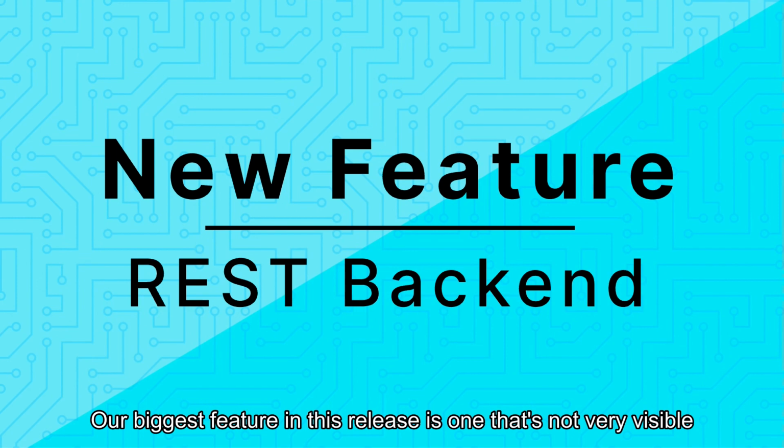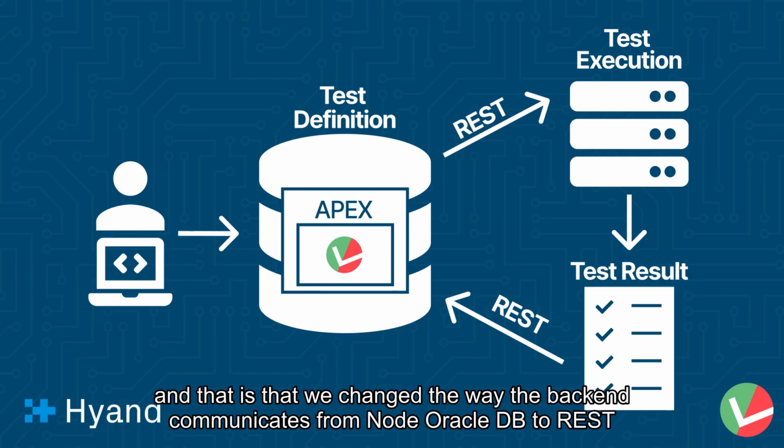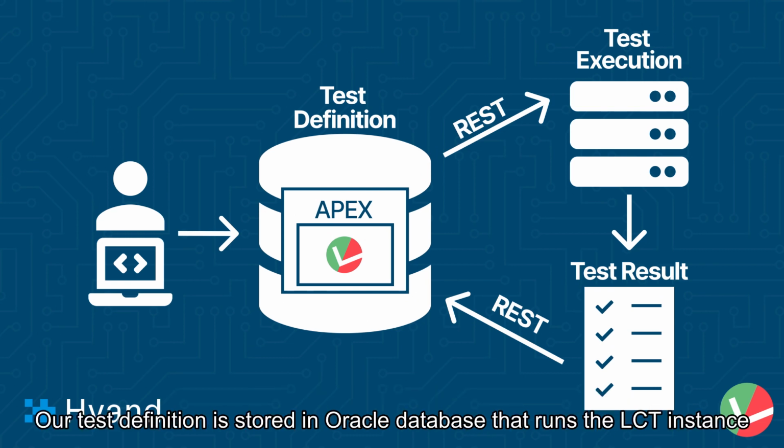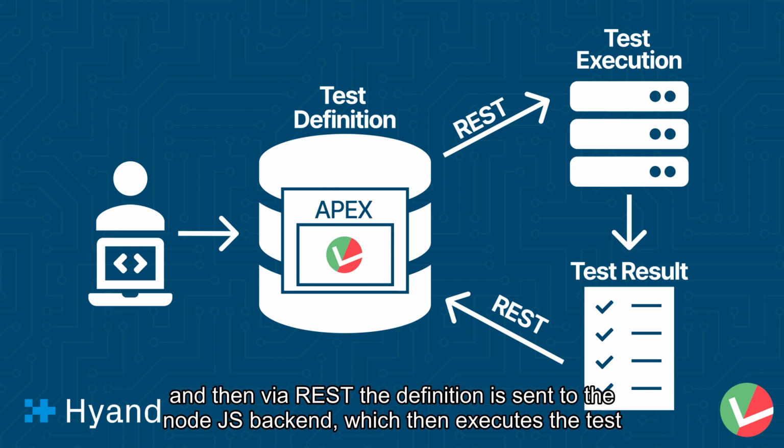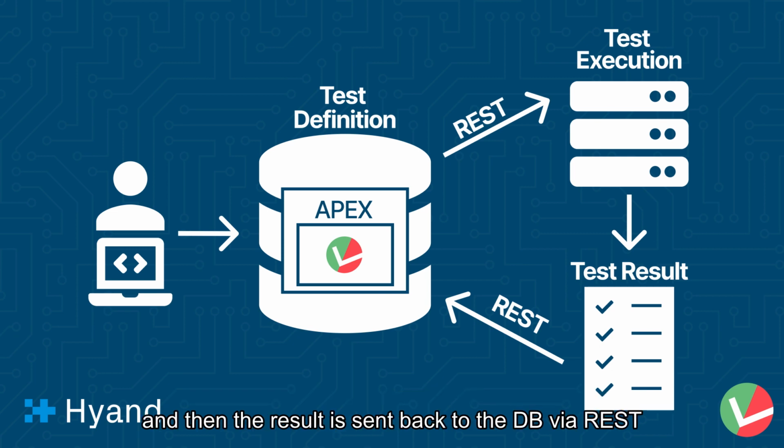Our biggest feature in this release is one that's not very visible, and it's that we changed the way the backend communicates from Node Oracle DB to REST. Our test definition is stored in an Oracle database that runs the LCT instance. And then via REST, the definition is sent to the Node.js backend, which then executes the test. And then the result is sent back to the DB via REST.